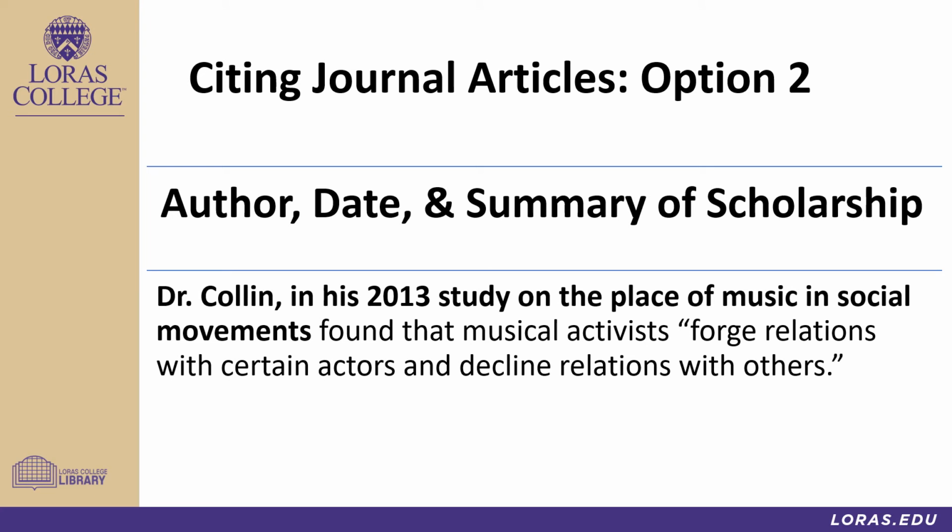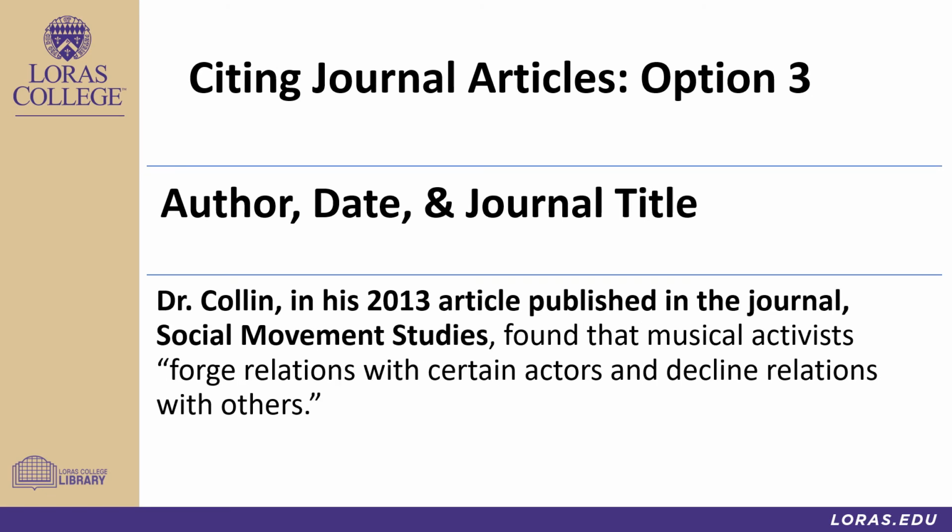Another option for citing a journal article is stating the author, date, and summary of scholarship, or the content of the research. Here's the same citation in this style. Finally, you could simply use the author, date, and title of the journal as seen here. You can choose any of these options to best suit your presentation. Just be sure that enough information is given to give credit and to allow the audience to reference the material on their own.